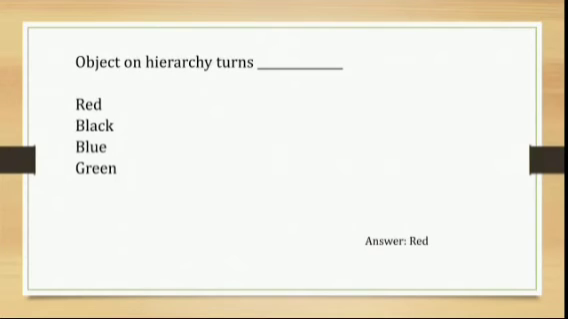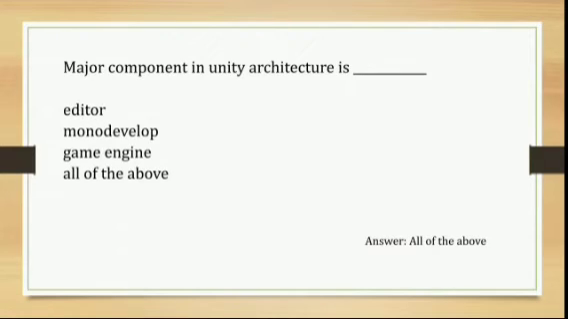Next, a game is a collection of. Game is a collection of scenes. Everyone knows. How many scenes? One to one scene, one to many scenes, many to one scene. So here the answer is one to many scenes. Object on hierarchy. On hierarchy, every object turns red. Answer is red.